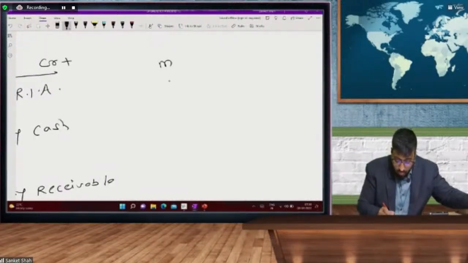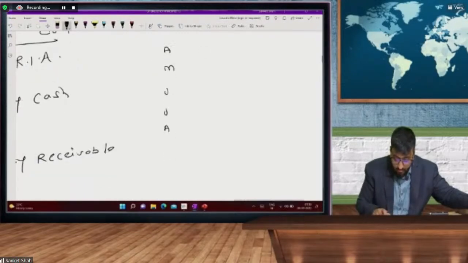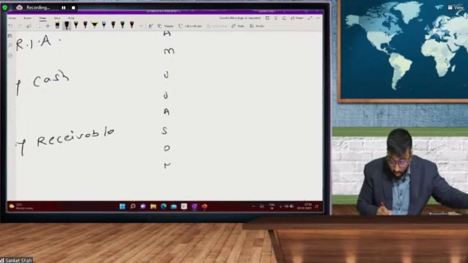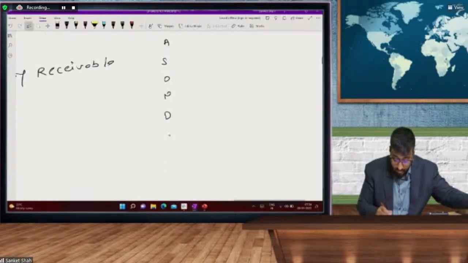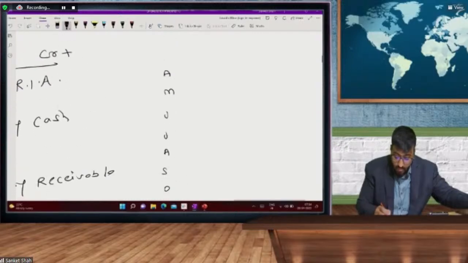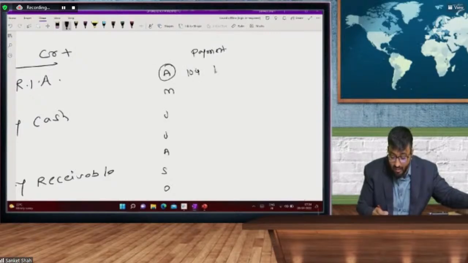Look, March, April, May, June, July, August, September, October, November, December, January, February, March. Now see payments. In the month of April, on 10th April, I will pay the salary of March. That was 12,000. In May, 12,000.